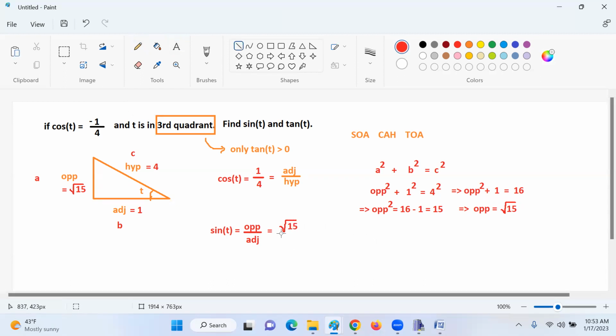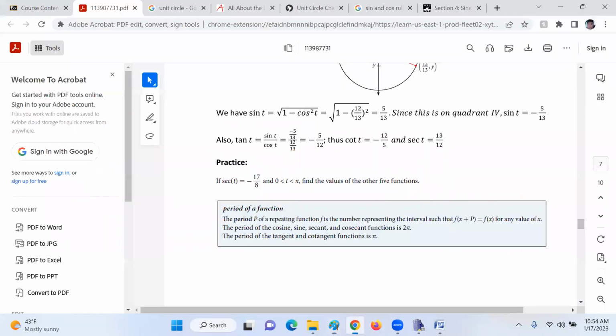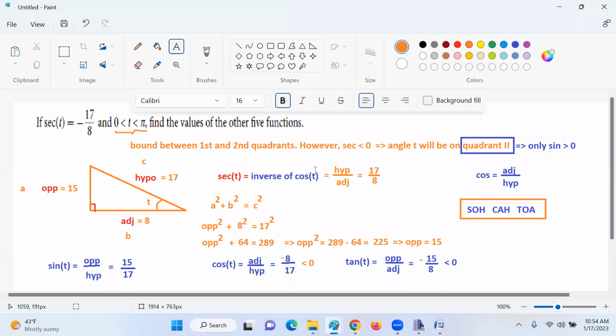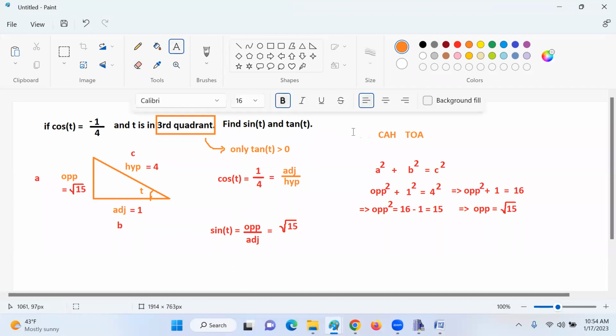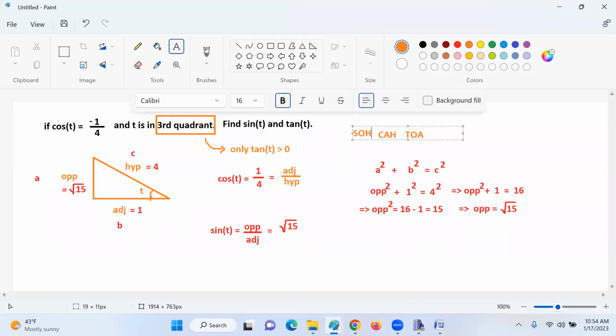Adjacent, hypotenuse. I think I made a mistake. It should be over the hypotenuse. I'm so sorry. I wrote it wrong. So I apologize. SOH is opposite over hypotenuse, SOHCAHTOA. I don't know why I wrote it down that way. I'm sorry about that.